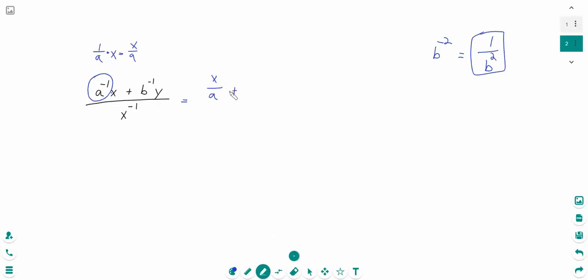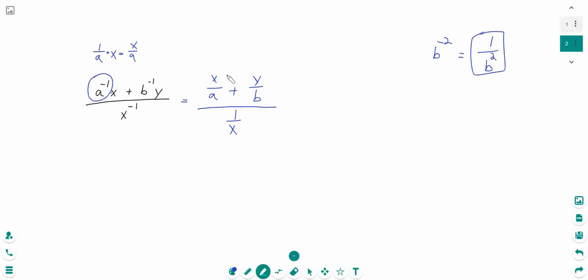All right, then if we continue, this b to the negative 1 is the equivalent of 1 over b, and 1 over b times a y is going to be a y over b, for the same reasons that we got x over a. In the denominator, we have x to the negative 1, which is equivalent to 1 over x. And now we have a problem that's very similar to our previous problems.